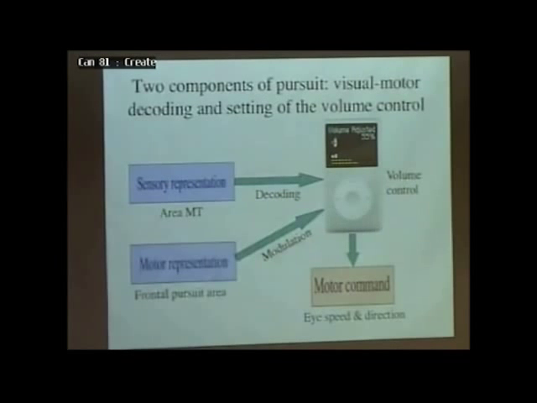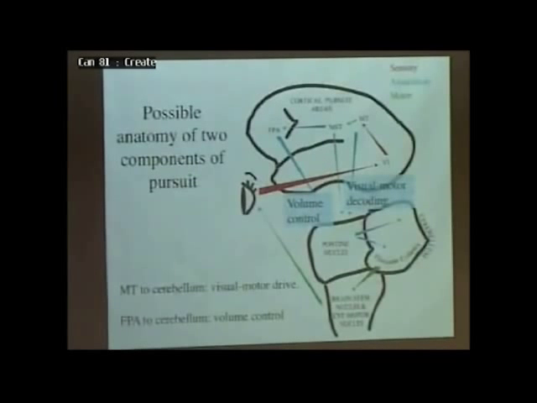We now understand that as a continuous process that can be graded through modulation of the context in which the stimulus is given. Now, long story short, we know from experiments done by Masaki Tanaka in my lab that the frontal pursuit area, which is a part of the motor cortex, is responsible for that modulation. So it actually has its fingers on this volume control and is running them around, making it either high or low, depending upon the context in which the animal finds itself.